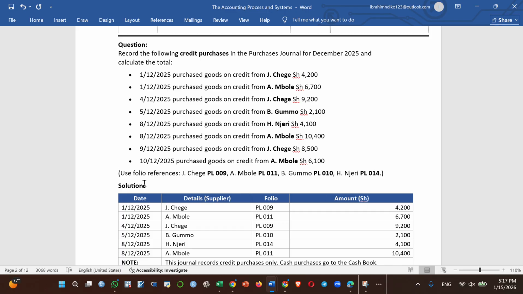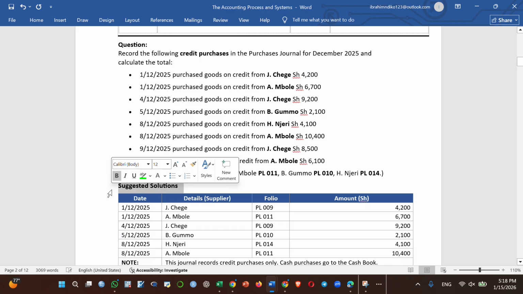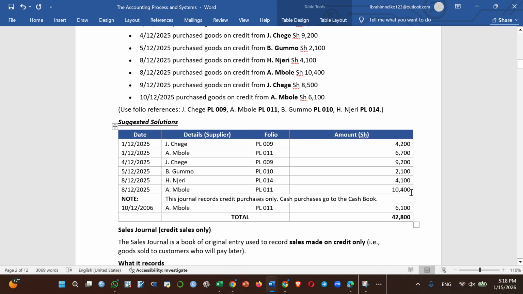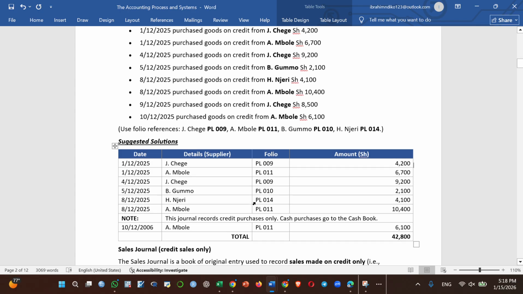We were required to prepare the purchase journal. So remember, we said that the purchase journal is used to record only the credit purchases. It is used only to record the credit purchases. So this is my solution here. Now we just do it from here.